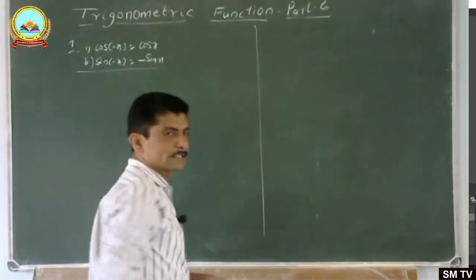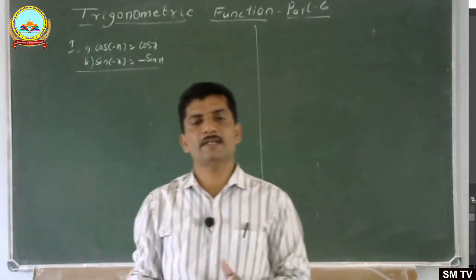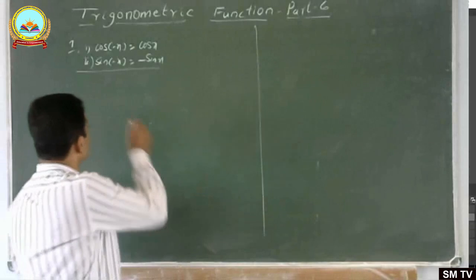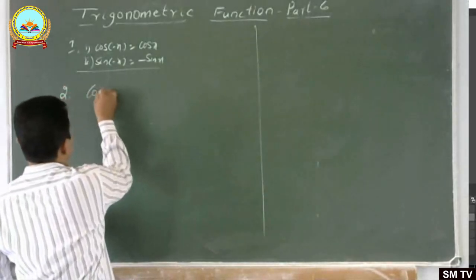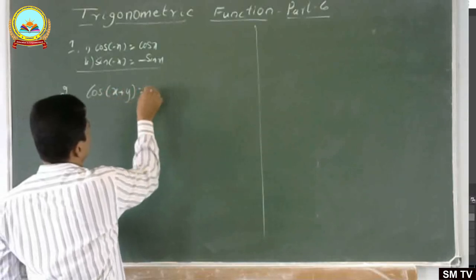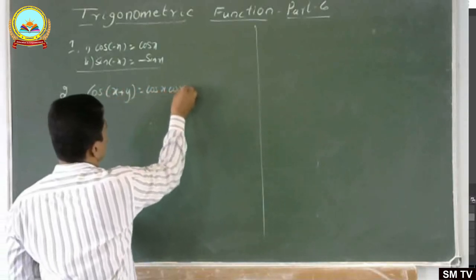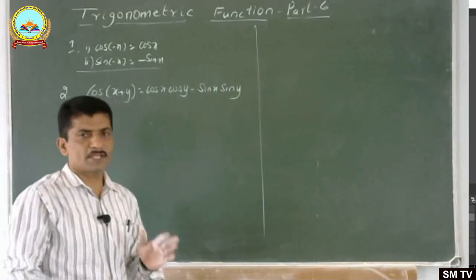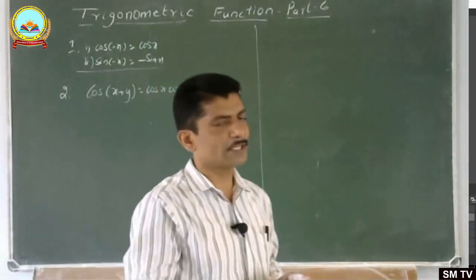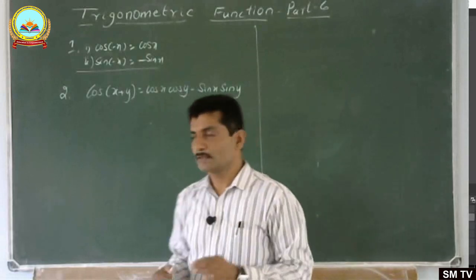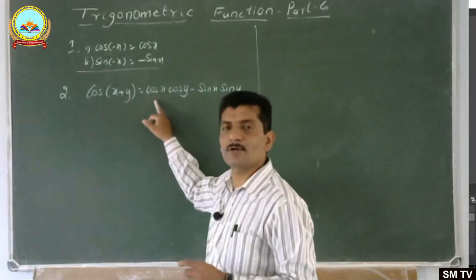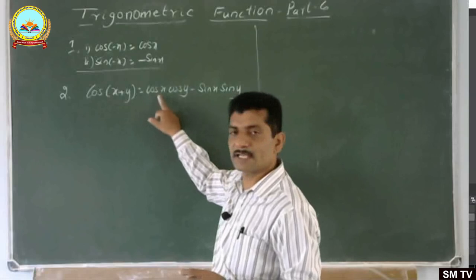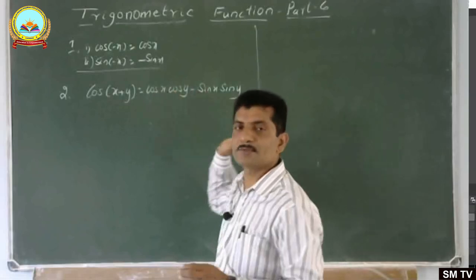Next, very important results proved using compound angles, or the sum of two angles. That one is the second result, a very important result. Cos of x plus y is always equal to cos x into cos y minus sin x into sin y. Very important results, usually asked every year for 6 mark questions. Prove that cos of x plus y is equal to cos x into cos y minus sin x into sin y geometrically.